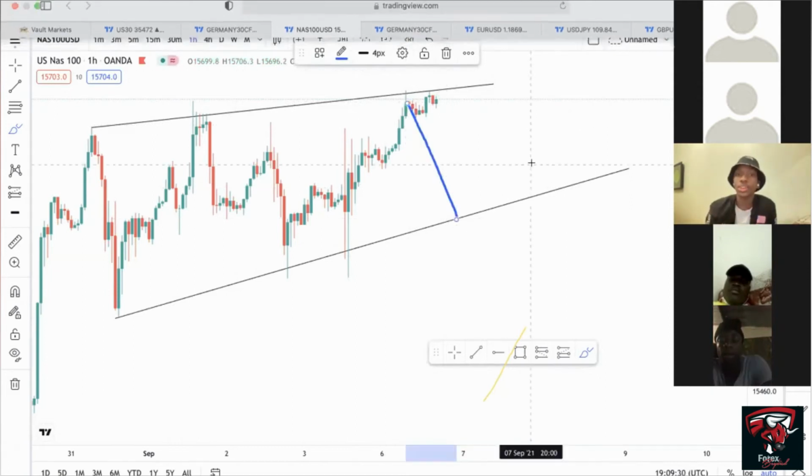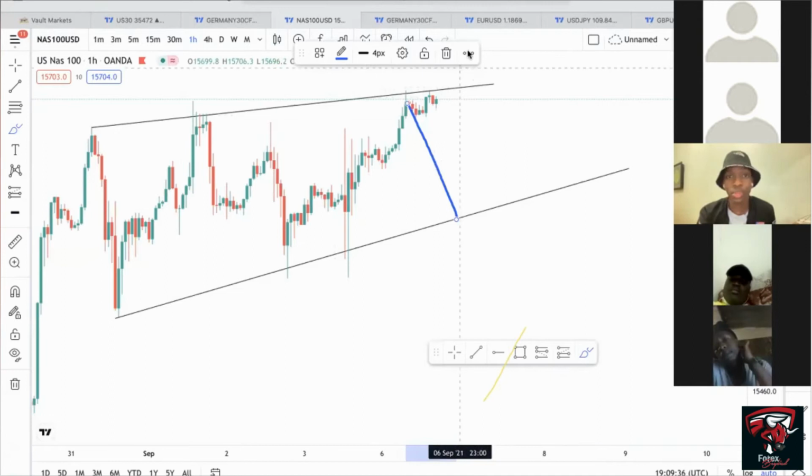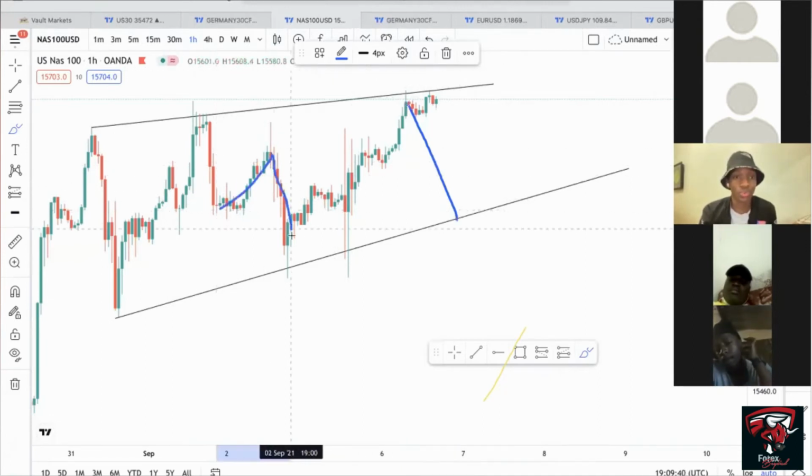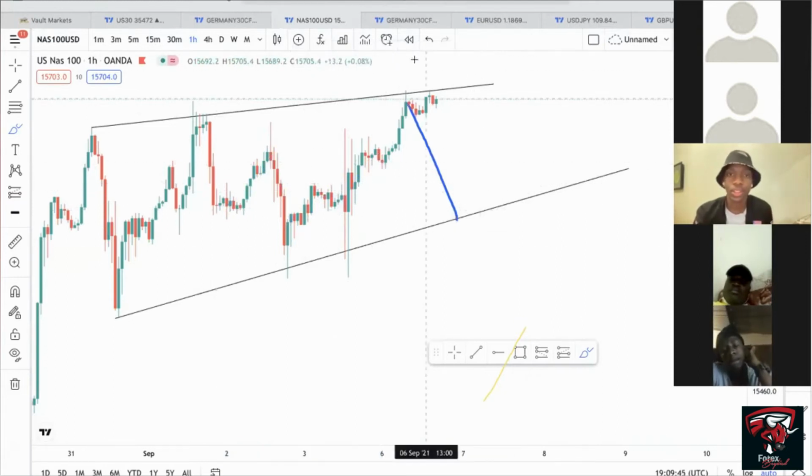Nas usually also moved 1,000 points, 1,000 pips, guys, in like 10, 20 minutes. It was crazy. Nowadays, look at Nas, it's so weak. But anyways, we're not there. Let's carry on with our technical analysis.